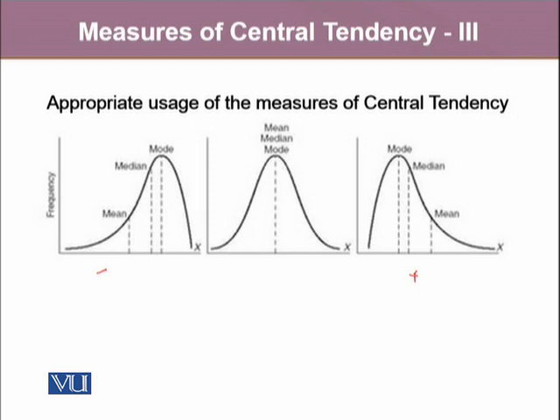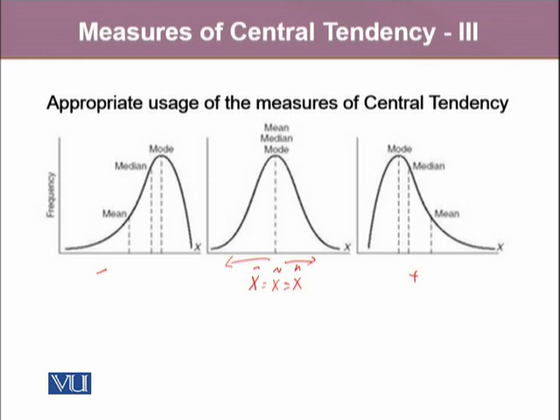Since we already know that in the symmetric distribution, our right tail is the mirror image of our left tail, therefore, in a symmetric distribution, mean, median, and mode, all three are equal. But we do know that there is one property of arithmetic mean, that mean tends to move towards the extreme values. And those extreme values could be in positives or they could be in negatives.